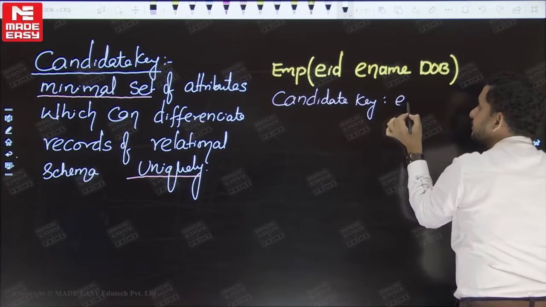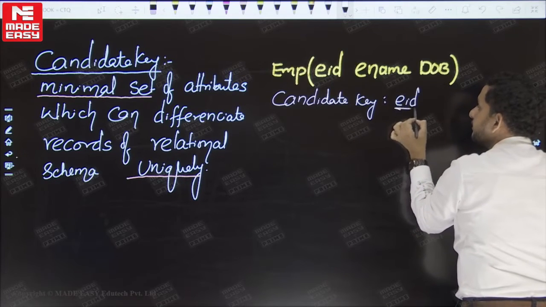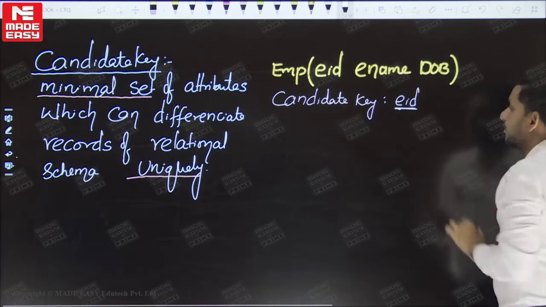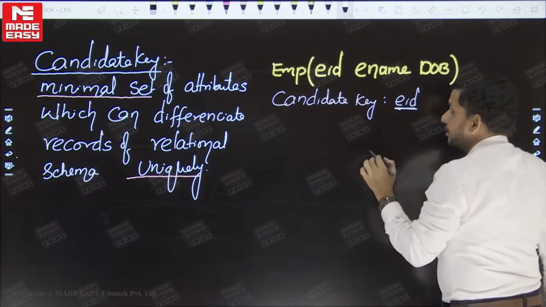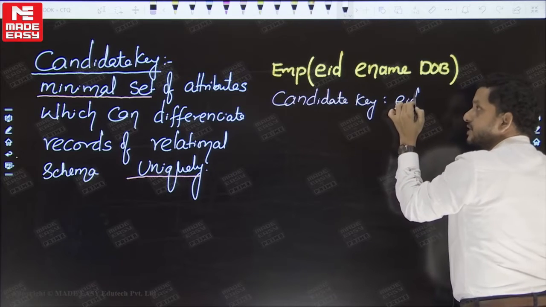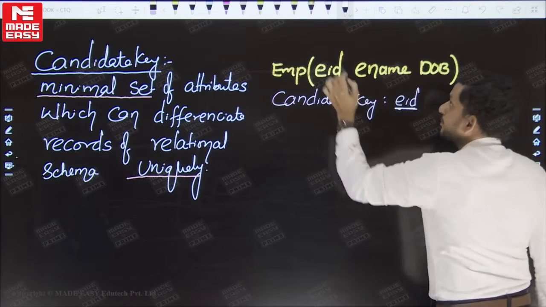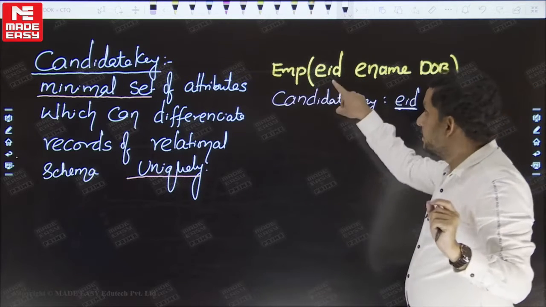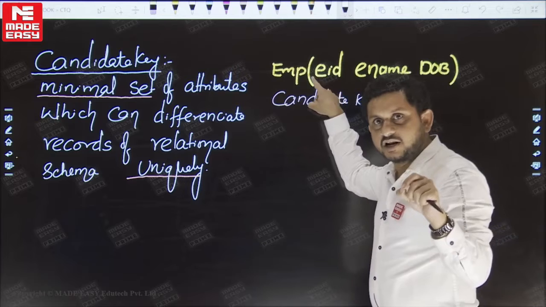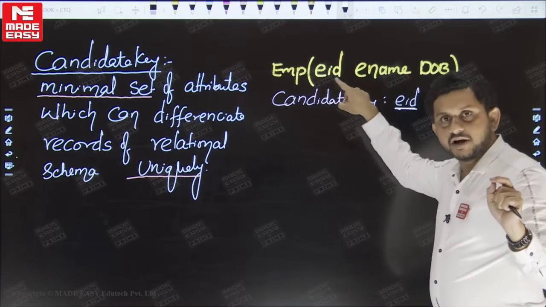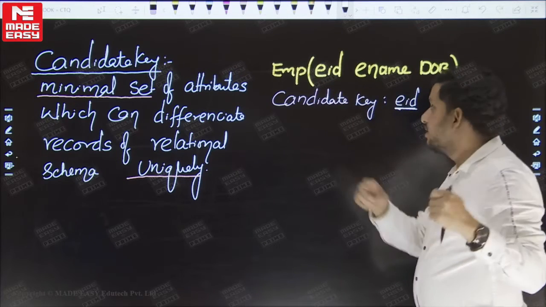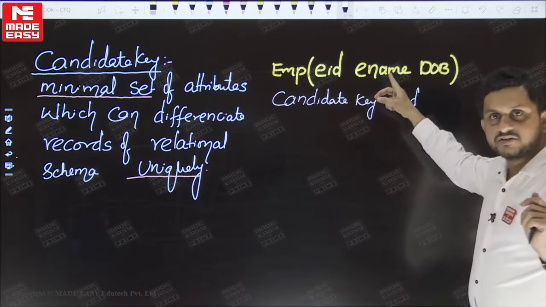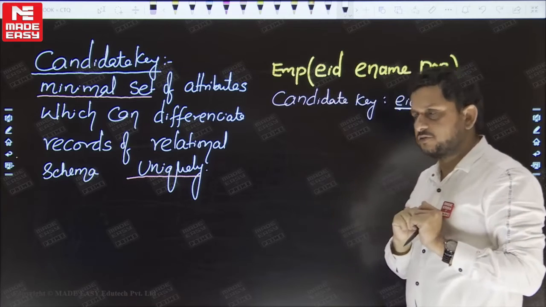Candidate key is employee ID. So EID is the minimal attribute set which differentiates the records uniquely. If EID itself differentiates the records uniquely, EID combined with ename also differentiates the records uniquely. EID combined with date of birth also differentiates the records uniquely. EID combined with ename and date of birth also differentiates the records uniquely.